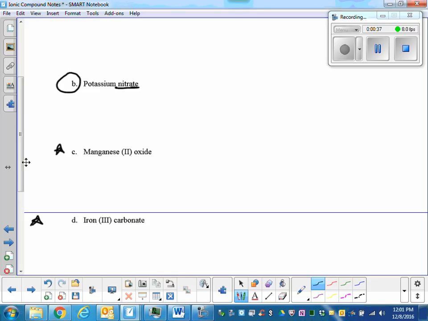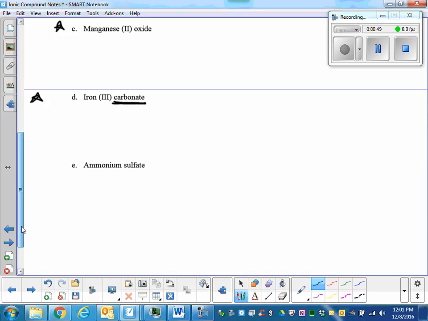Do you recognize a polyatomic ion? Do you recognize that that's a carbonate? Okay, so let's go down. Let's see. Do you recognize a polyatomic ion here? And another polyatomic ion. Is that right? Okay. We are now going to get into writing formulas.